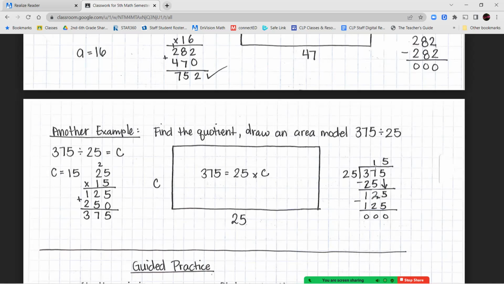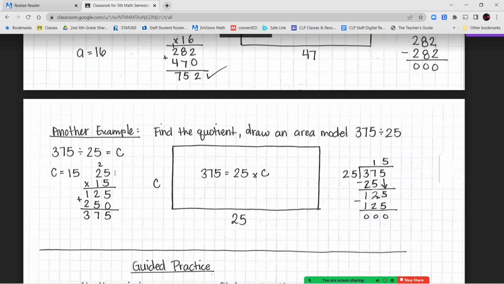Remember, you put it above the last digit that you're using. I subtracted it off and I got 12. Then I had to drop my next digit, which is my 5. And then I had to think how many groups of 25 are in 125. So I know that 25 times 4 is 100, and then 25 times 5 is 125. So I was able to multiply 25 times 5, subtract off my 125, and I had 0 remainder. So 375 divided by 25 equals 15.